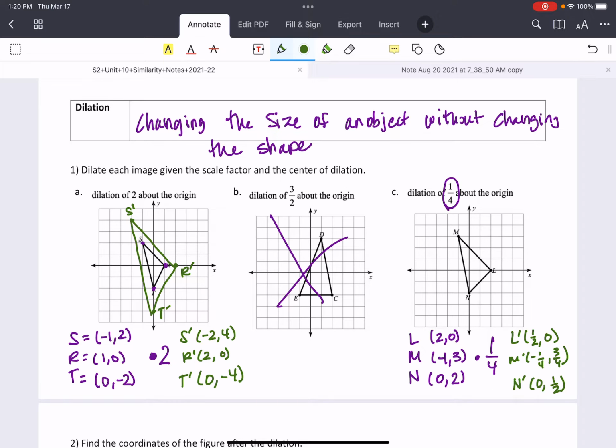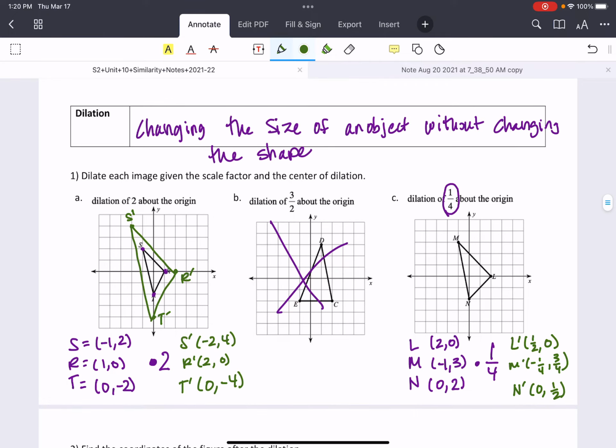So we go to 1/2, 0, which is right there. That's our new L point. M is -1/4, 3/4, so somewhere in there. Let me write that a little more legibly. That's over 1/4, up 3/4. It's okay if we're not perfect. And then 0.